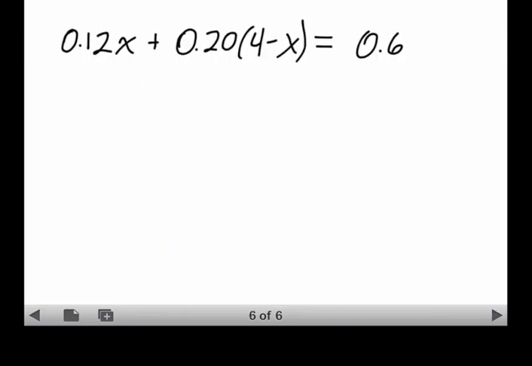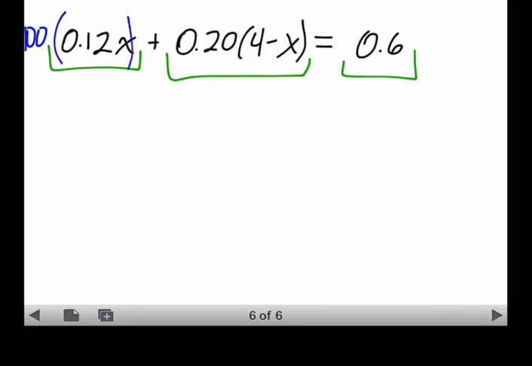Our last equation also has some decimals in it, and here we're looking at terms again. So I notice on the left-hand side I have two terms, those being 12 hundredths times x and 20 hundredths times the quantity of 4 minus x. On the right-hand side I have one term that's 6 tenths. Each term will get a factor of 100, and I'll write that like this up here.